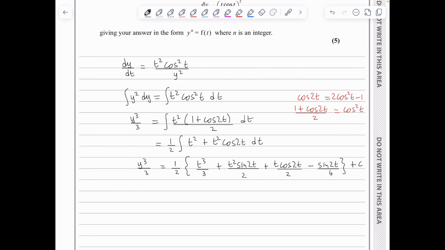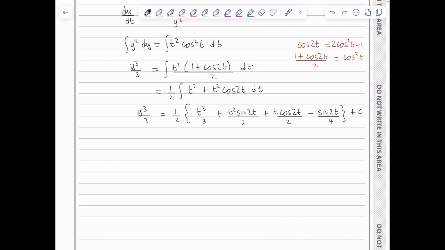So remember, we are trying to get it in the form y to some power is f of t. So I will cross multiply by 3 to get y cubed is equal to 3 over 2, and we've got t cubed over 3 plus t squared sine 2t over 2 plus t cos 2t over 2 minus sine 2t over 4. Now the constant of integration, the plus c, is also multiplied by 3, but it's still just another constant. So I'm just going to leave it here as plus c, and that's going to be my final answer.